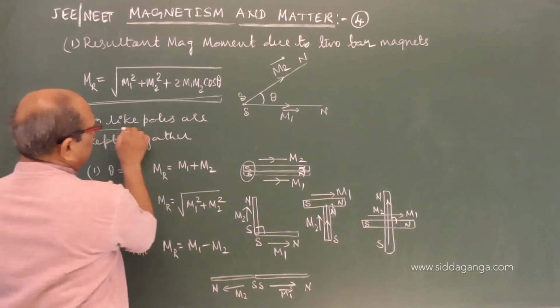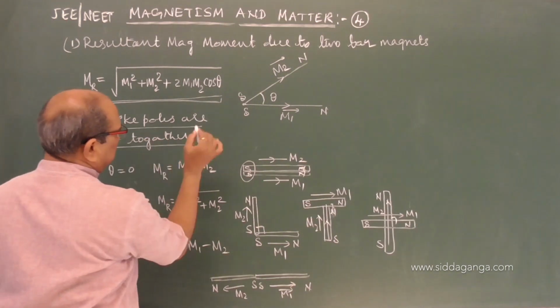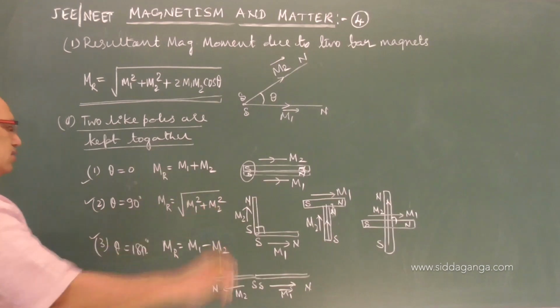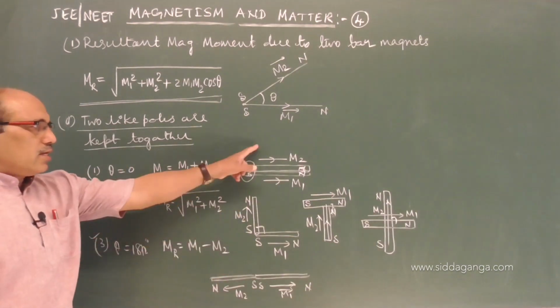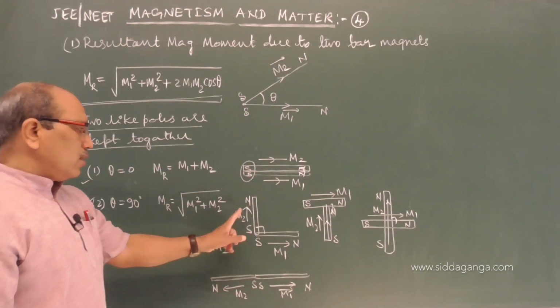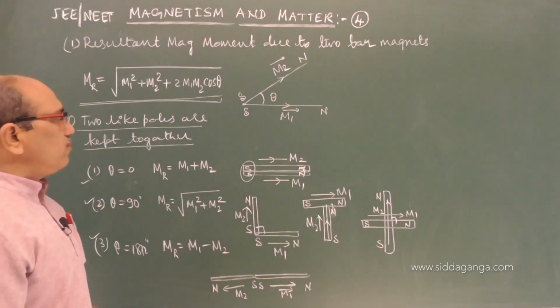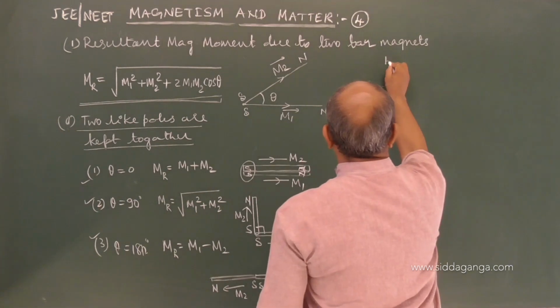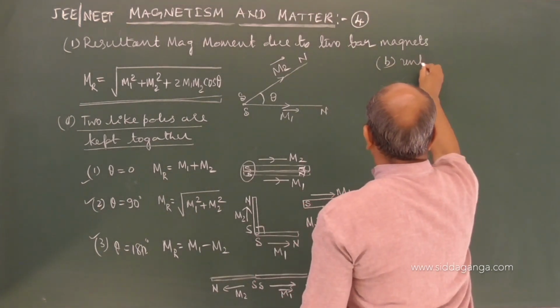The condition I applied here is like poles together, the equation is written, and we have discussed three special cases. When the angle between them is 0 or 90 degrees, or any other angle, we can use that relation. Similarly, the second case: unlike poles together.